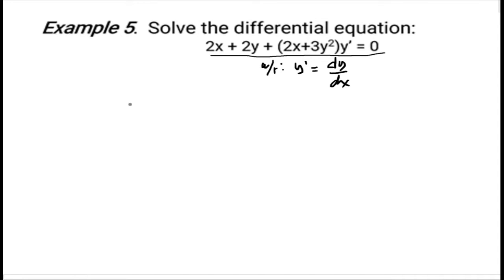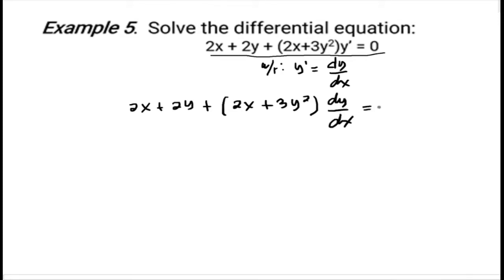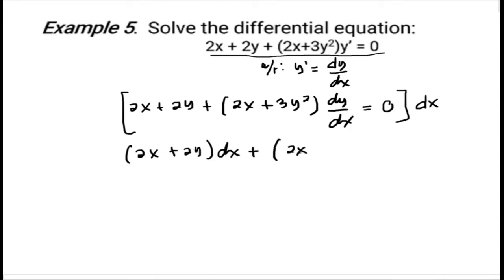So we have here (2x plus 2y) plus (2x plus 3y squared), and y prime is dy over dx, equals 0. Then multiply the whole equation by dx. So we have here (2x plus 2y) dx plus (2x plus 3y squared) dy equal to 0. This is now the standard form.